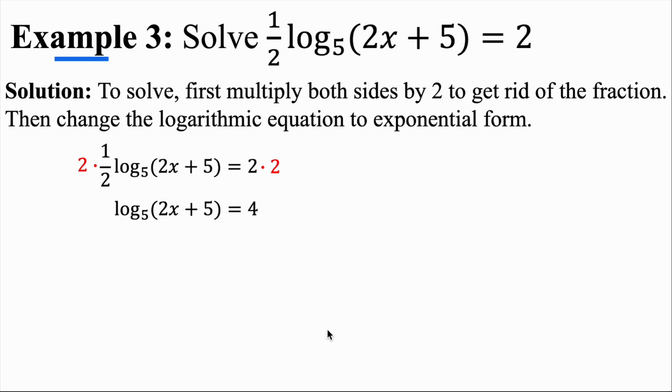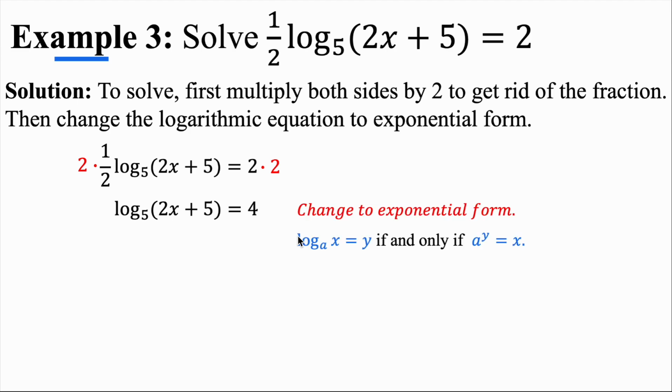So we get this. Now, once the logarithm is isolated and it equals a number, convert that into the exponential form using the definition of that logarithm, right? Log base a of x is equal to y if and only if a to the y equals x. So basically, you take the base of the logarithm, raise it to this y, and then set it equal to what's inside the parentheses. So in this case, 5 to the 4 is going to be equal to 2x plus 5. And it doesn't matter position-wise. You can have the 5 to the 4 on this side or that 2x plus 5 on this side.